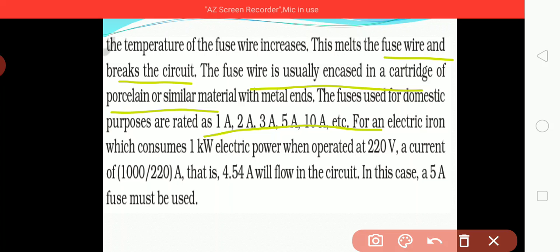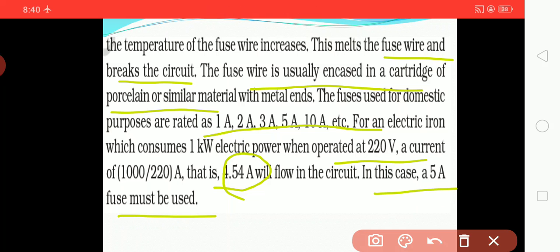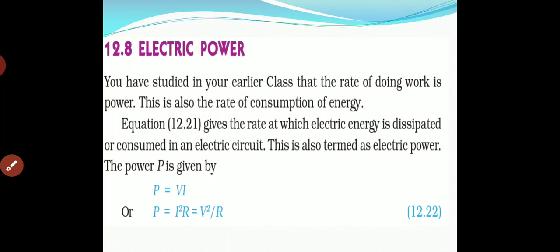For an electric iron which consumes 1 kilowatt of electric power when operated at 220 volt, how much current will flow? When operating at 220 volt, 1 kilowatt will be consumed, so 4.54 ampere will flow in the circuit. In this case, a 5 ampere fuse must be used.